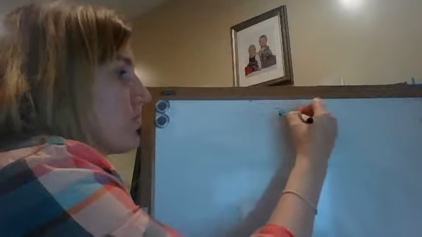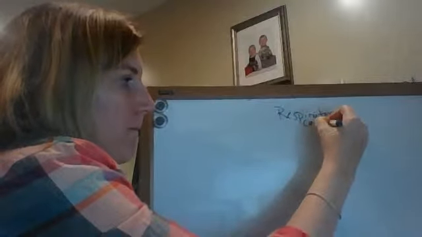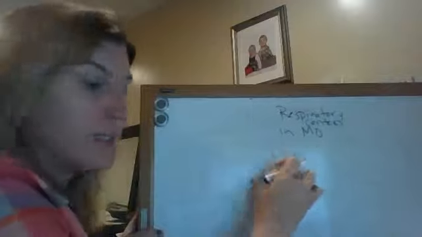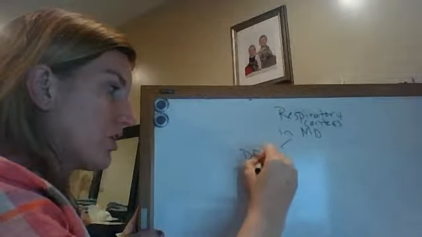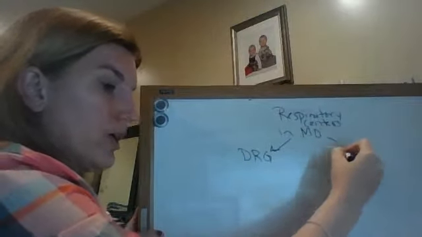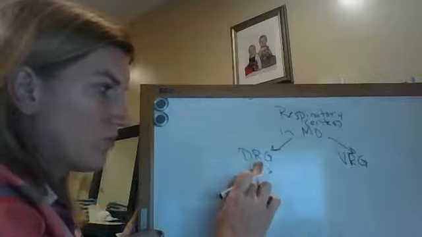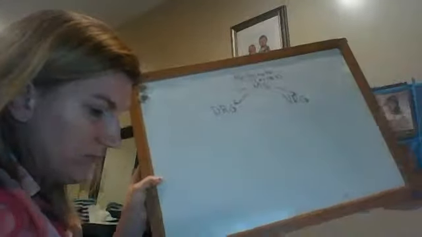So you have respiratory centers in your medulla oblongata. One is called the DRG, and one is called the VRG. Dorsal respiratory group, I think that's what it's called.